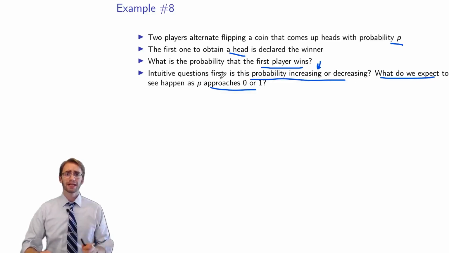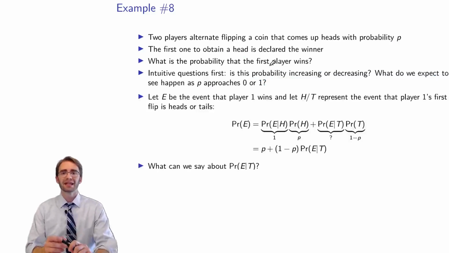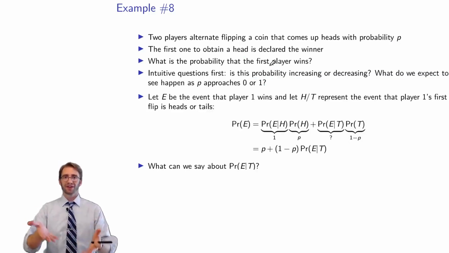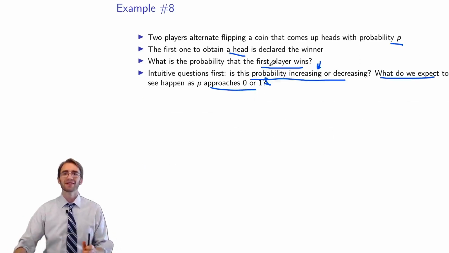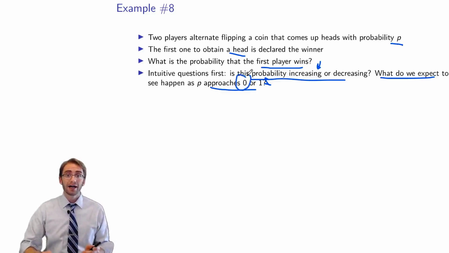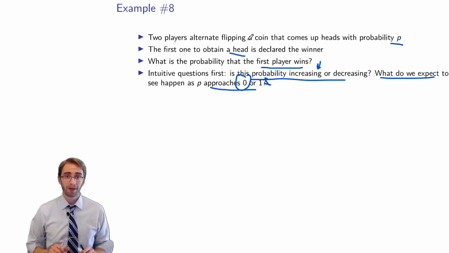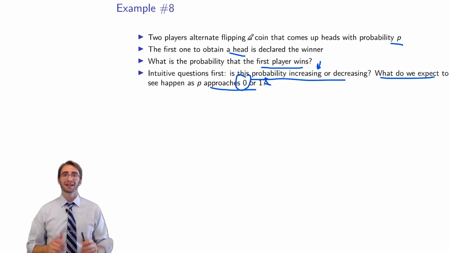What do we expect to see happen as P approaches 0 or 1? I would say as P goes to 1, probably we would agree that this value is likely to approach 1. Because if P is 1, then you're very likely to get a heads on the first attempt. So player 1 is basically guaranteed to win, right? You are literally guaranteed to win if P is equal to 1. If P is equal to 0, on the other hand, you wouldn't expect this value to approach 0. Okay, what happens if P approaches 0? It means you're very unlikely to get heads.